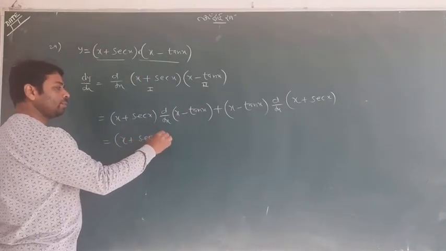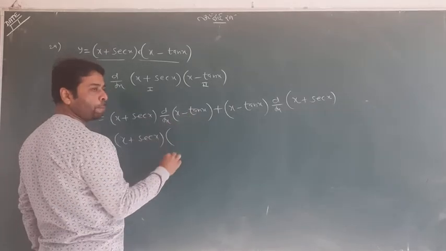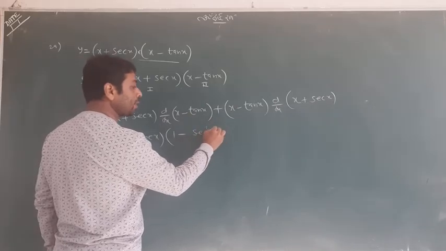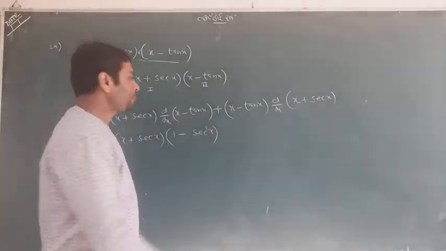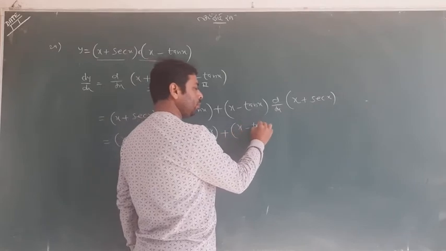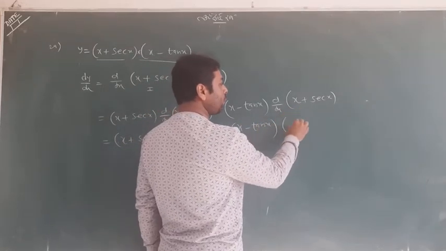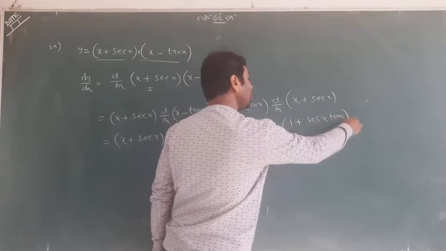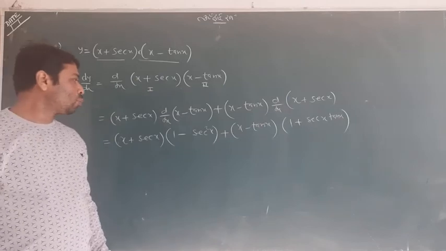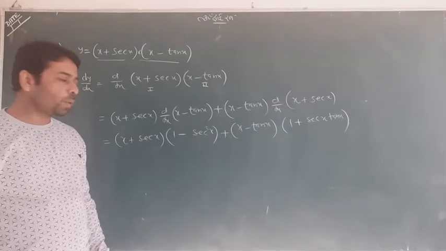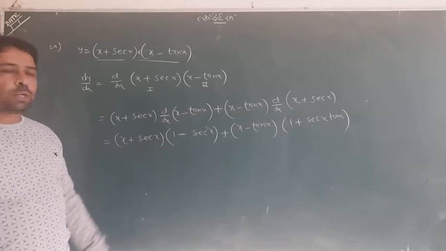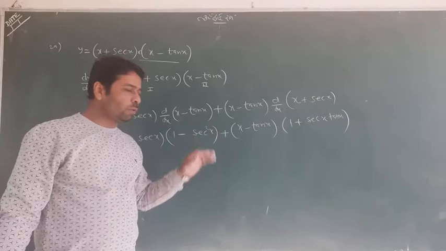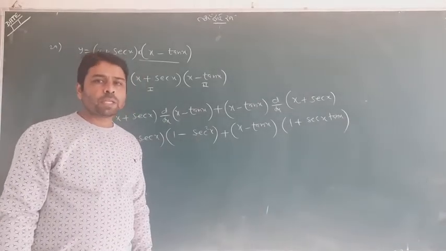(x + sec x), d by dx of both will happen. d by dx of x is 1, and d by dx of tan x is sec squared x. Very first time it is being used. Plus, d by dx of x is 1 and d by dx of sec x is sec x tan x. So I think we can drop our answer here, or you can multiply, but I don't think a good answer will come here. Even this answer is looking very bad.